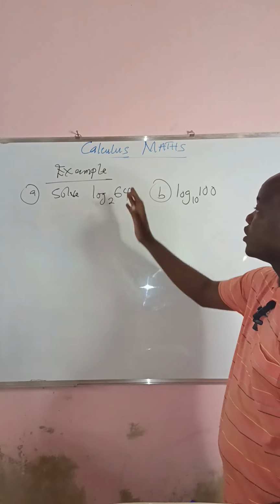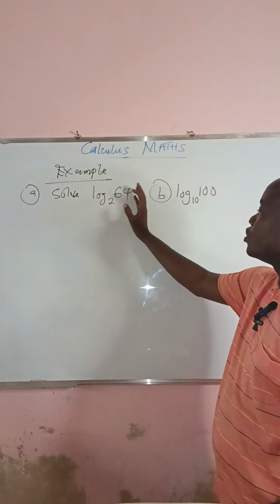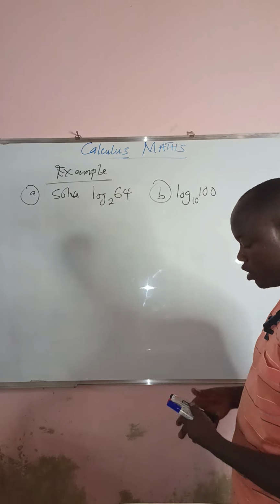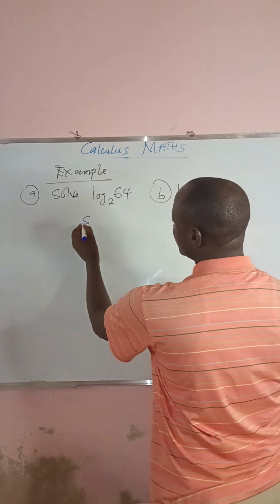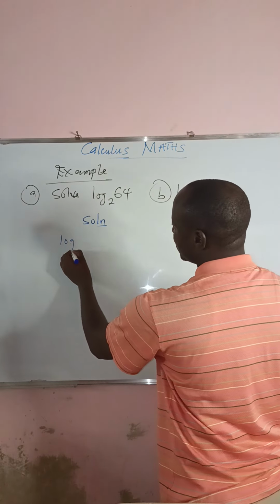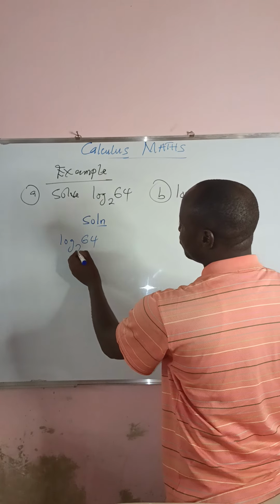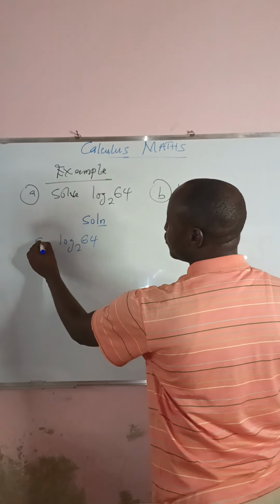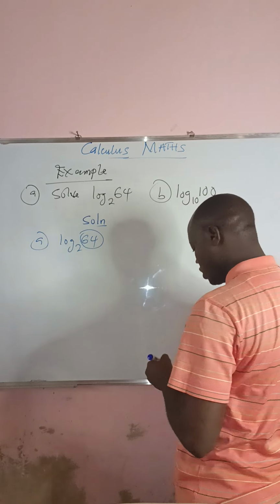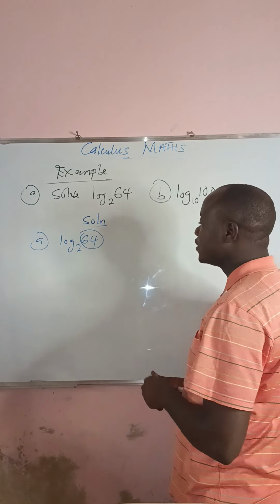Okay, so example, solve: a, log 64 base 2; b, log 100 base 10. So to solve this, we are now going to take the solution. So we now have log 64 base 2. To solve for this, we are now going to break down this 64. And how are we going to break it?